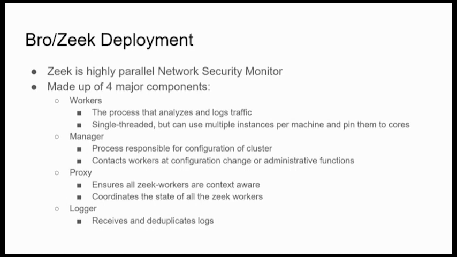There are the workers, which are the main process, so to speak. They are the process that analyze and log traffic. Each process is single-threaded, but multiple instances of the process can run per server. So for example, if you have a 24-core server, you can run 22 instances of Zeek on it and pin each of them to a CPU and leave 2 cores for something else, whatever it needs to do, like other functions.